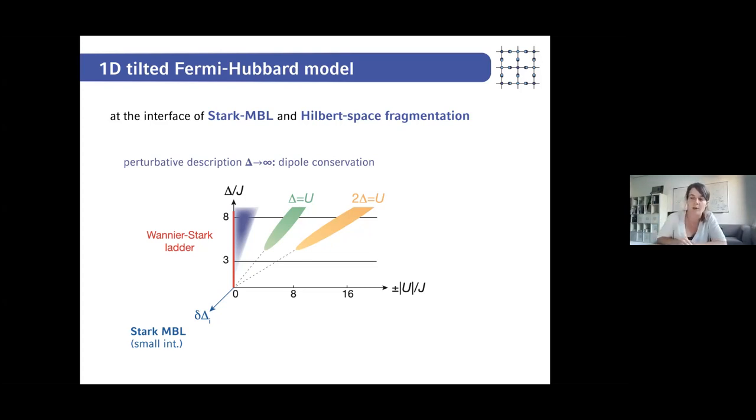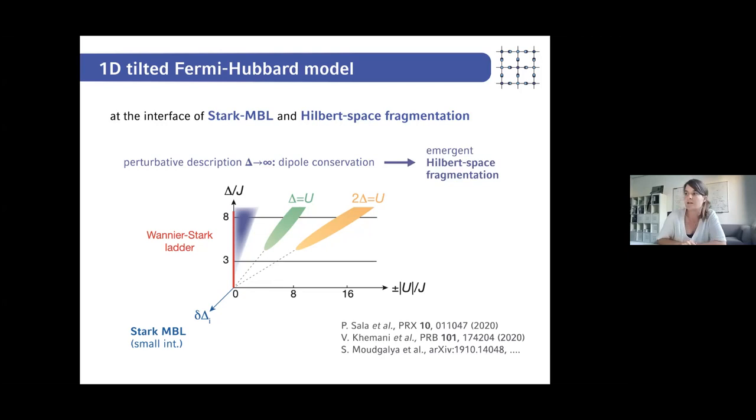Nonetheless, if you go to the limit of very strong tilts, you see dipole conservation or center of mass conservation. And in this limit, we can derive effective Hamiltonians. And it turns out that these effective Hamiltonians show emergent kinetic constraints that seem to give rise to Hilbert-space fragmentation. So even if I label my quantum state according to the dipole moment of my initial state, there is an additional substructure of the system. So different initial states will not relax in the same way, even if they have the same quantum numbers.